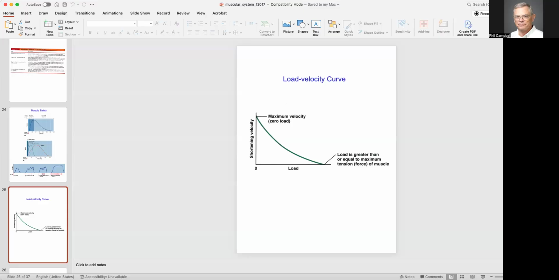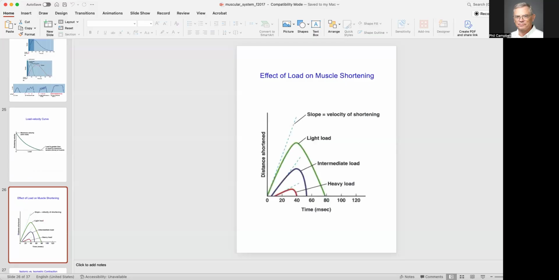Okay, so what happens as I increase the load, I'm going to decrease the velocity at which I can shorten. Makes sense, right? It's not horribly complicated. Right? You can practice this. I mean, when you exercise, you can enforce that concept.